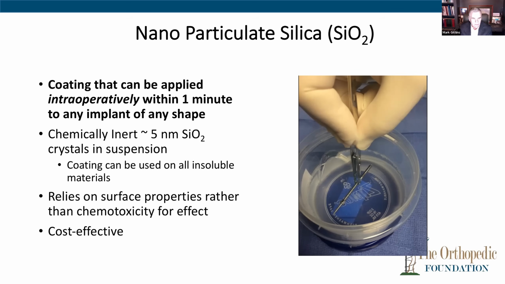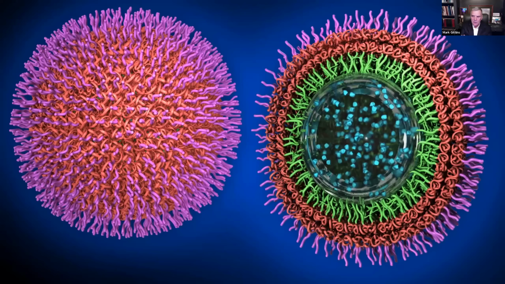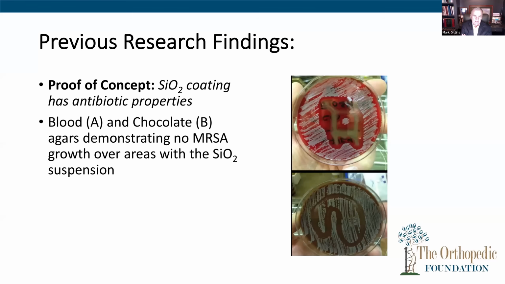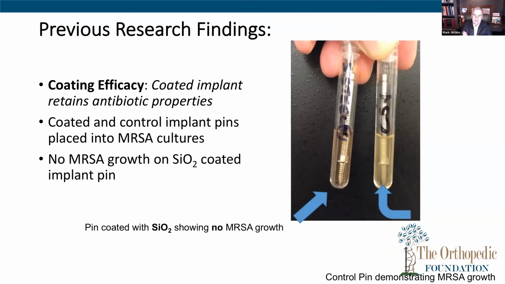So I'll kind of show you some of the research that we've done on this. This is what they kind of look like with the nanoparticles. And again, you can see the barbs on there, and that's how the cell wall is broken down. It's a mechanical, it's not a pharmaceutical reaction. The proof of the concept, this is basically Staph aureus, methicillin resistant Staph aureus, and you can see this on a blood and a chocolate agar. And as we put the particles on there, you can see that there's no growth over the areas where the silica oxide is done.